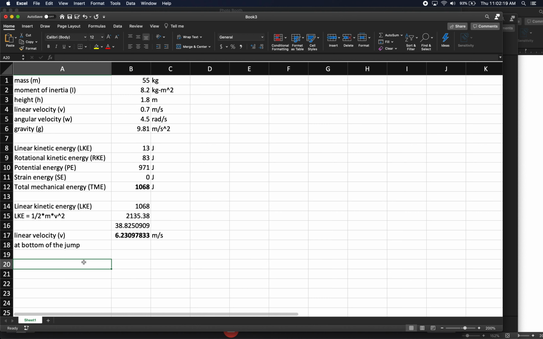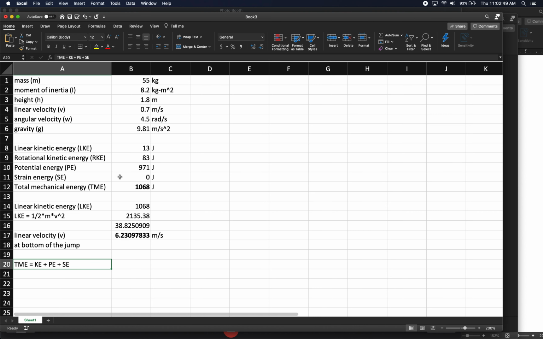where we still have this same total mechanical energy. It's still 1,068 joules. My strain energy plus my potential energy plus my kinetic energy is still going to be a total of 1,068 joules, or my TME is still KE plus PE plus SE. Okay? The difference here is now I've hit the mat. Now I'm standing on the mat, I've deformed the mat, and it has brought me to a rest.